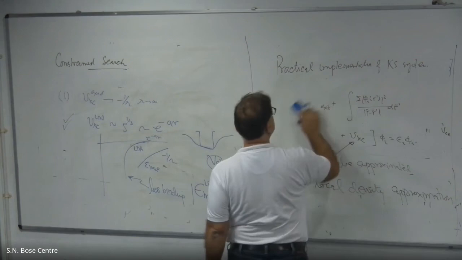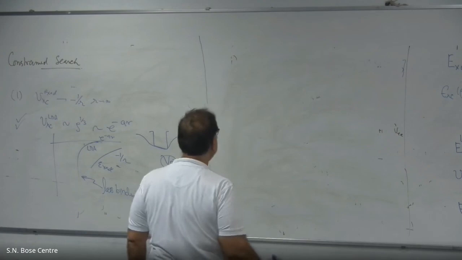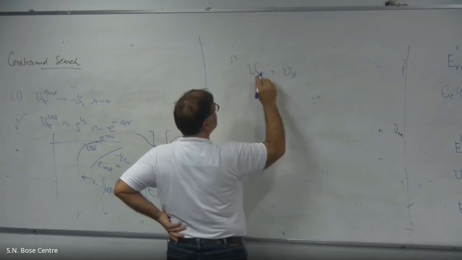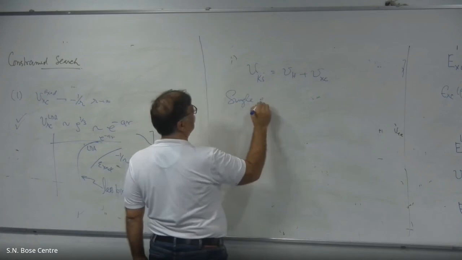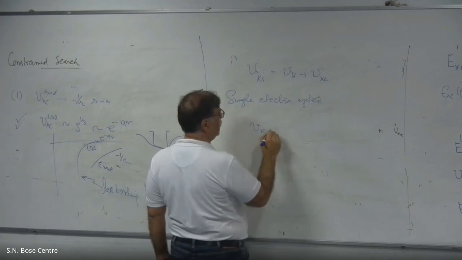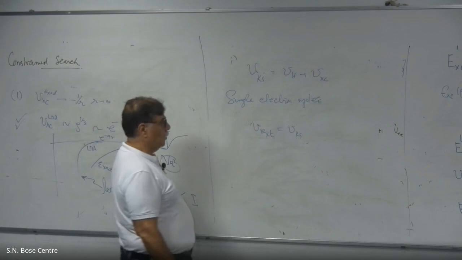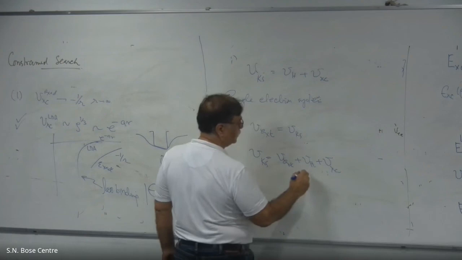Now, if I think in terms of density, V Kohn-Sham is V Hartree plus V_xc. Right? Now, in a single electron system, you have V external only. Whereas, by formula, V external plus V Hartree, I can calculate V Hartree for a single electron, since there's a density, and V exchange correlation. So this should add up to zero. Right? For a single electron.